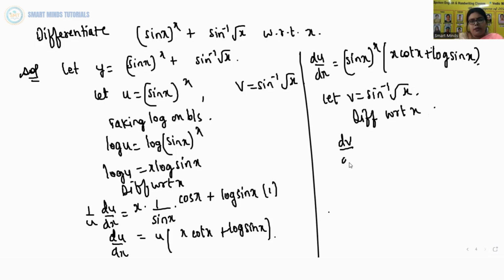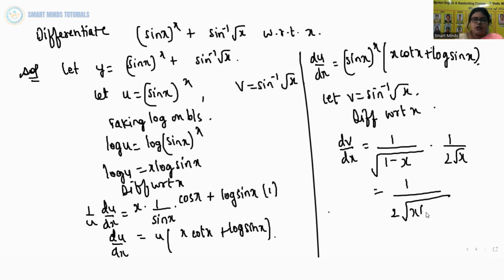So we get dv by dx equals, sin inverse root x derivative is 1 by root 1 minus x square. So 1 by root 1 minus, in the place of x you have root x, so root x square will become x. Now again root x derivative. Root x derivative is 1 by 2 root x. So that is 1 by 2 root over x into 1 minus x. This is dv by dx.